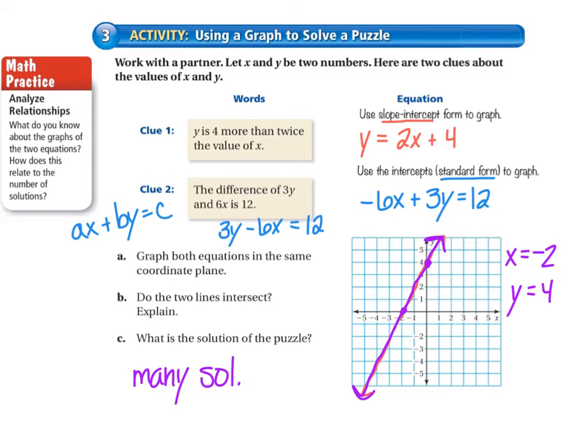Remember we had equations earlier in the year where we put many solutions or all solutions as the answer because everything you plugged in for x gave you the same answer for y. So we've got the same line, that's many solutions, and that's what we're talking about today. Today's lesson's pretty much over with now because we're just reminding you that we can have all or no solutions.